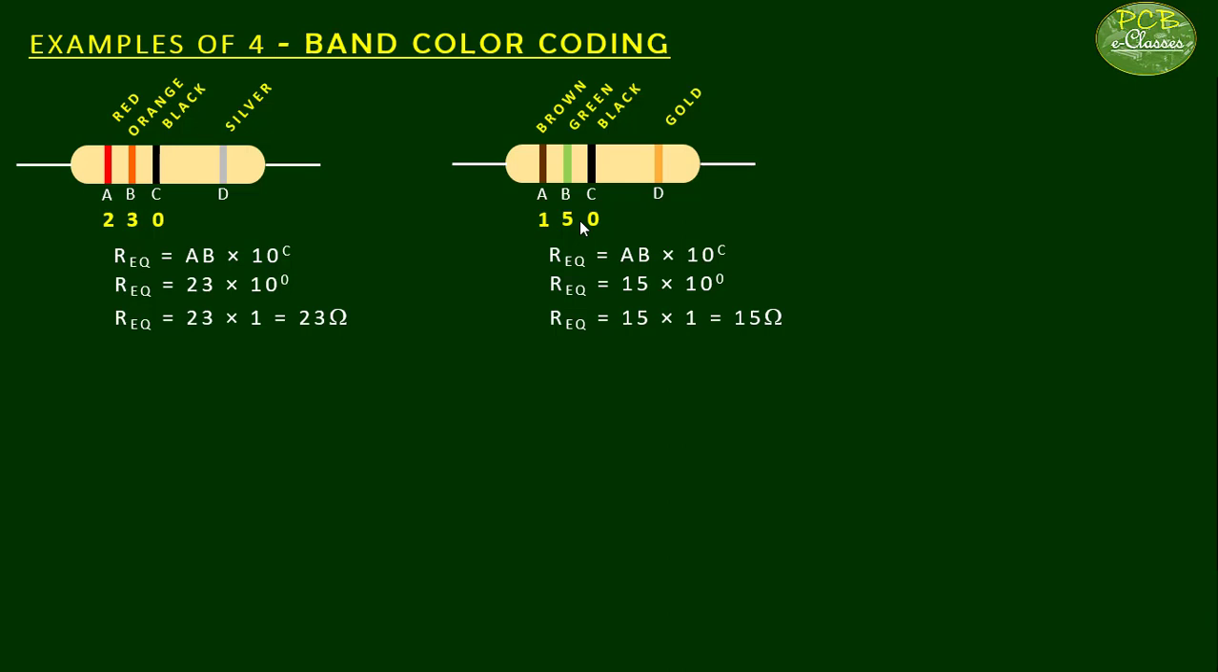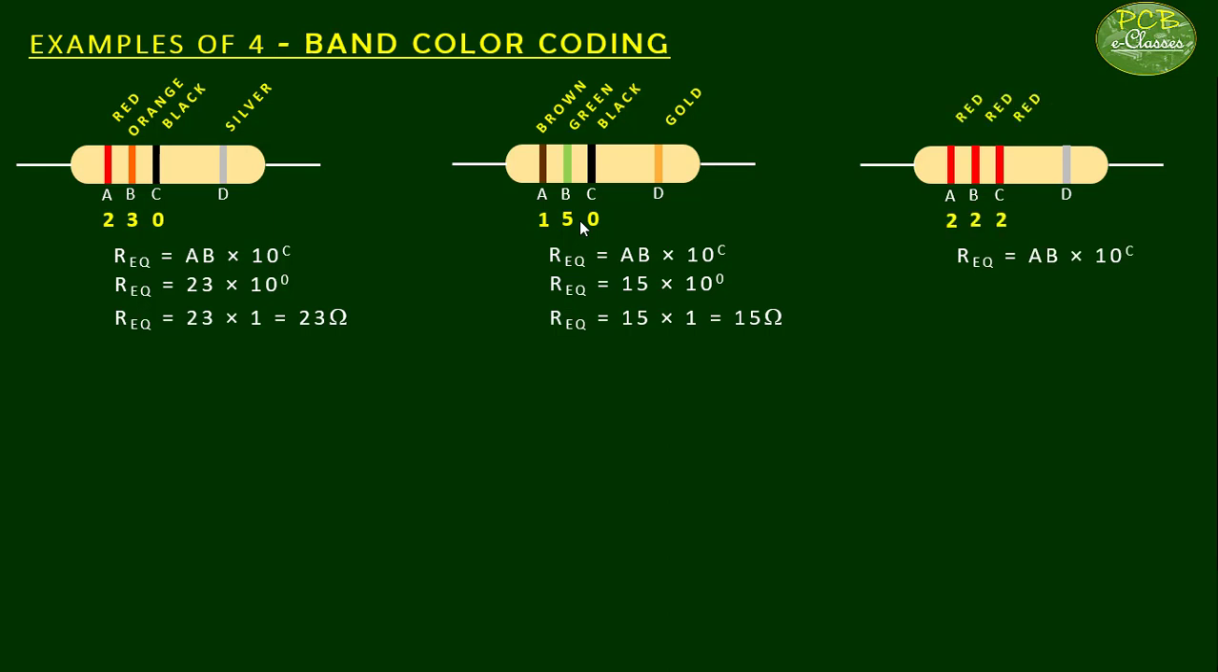Another example we will do. What is this? Again 4 color codes. What is the first color? Red. Second color? Red. Third color? Red. So red code is 2. For red it will be 2, again red it will be 2, again red it will be 2. We'll substitute it. So it will be 22 into 10 to the power 2. That means 2200 ohms, or we can write that as 2.2 kilo ohms. The value of the resistor is 2.2 kilo ohm.